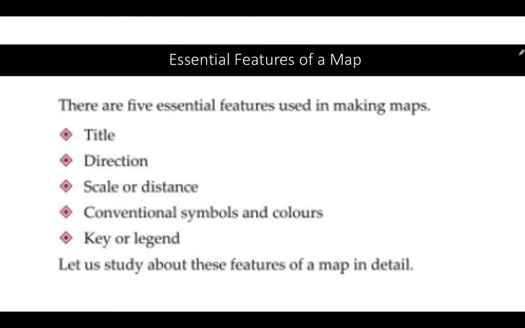Now let's see the essential features of a map. There are 5 essential features while you are making a map. The first one is title. Second one is direction. Third one is scale or distance. Fourth one is conventional symbols and colors. And fifth one is key or legend. So let us study these features of a map in detail.